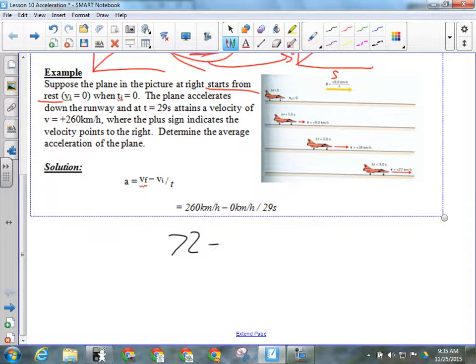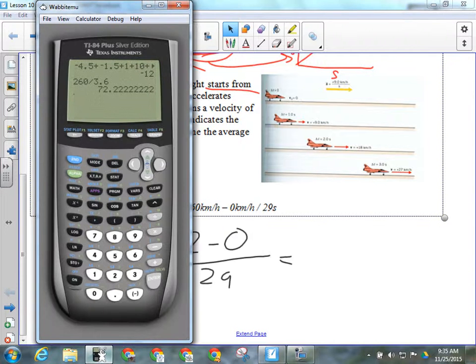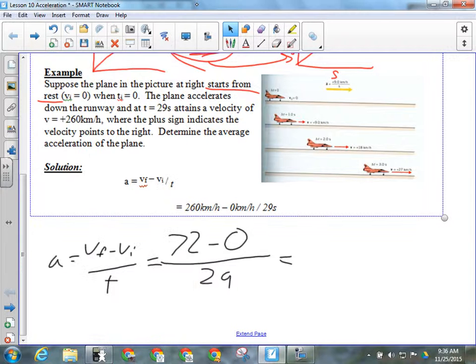Minus 0 meters per second, the initial velocity, and then divide that by the time, 29 seconds. So really, this is what I've done: VF minus VI over T. So now I'm going to have 72 over 29. Actually, I should just use the answer there. All right, so the acceleration is 2.49 meters per second squared.